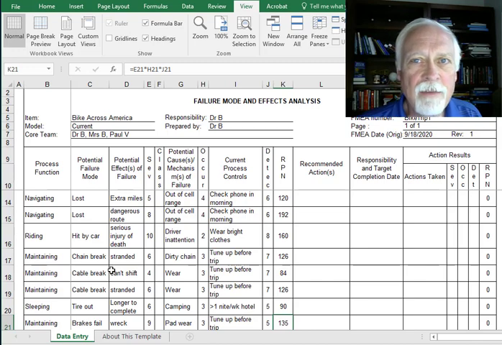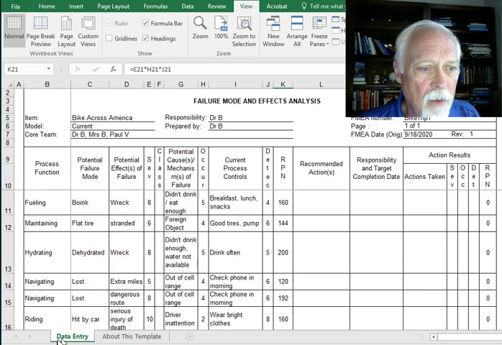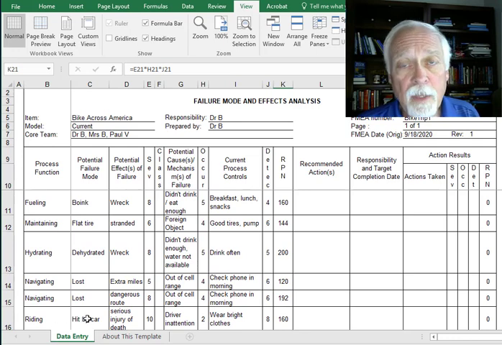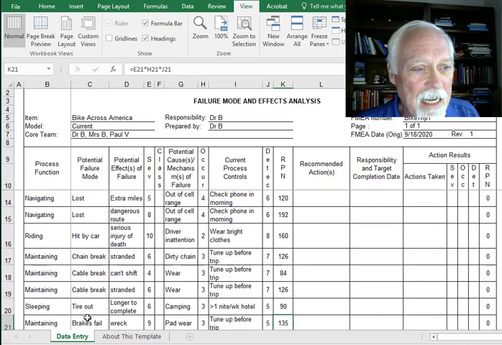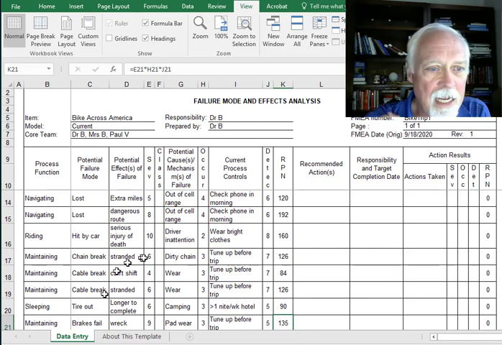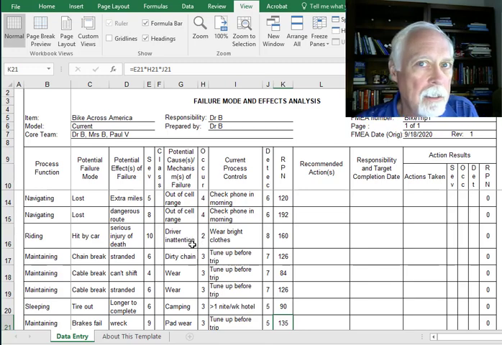And they have different levels of severity. You know, I've got riding hit by a car. If you're going to take off and ride across America and not think about getting hit by a car, you haven't thought it through yet. So that's a possibility. Not highly likely, but not outside the realm of possibility.